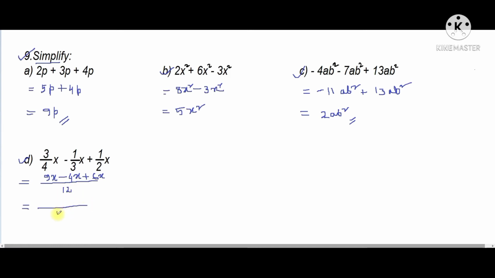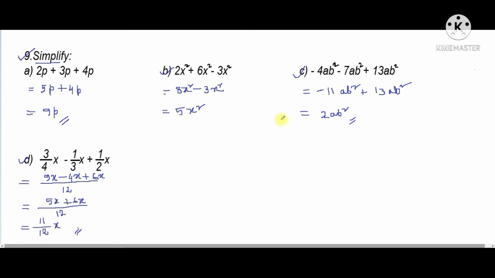And then we'll put 12 in the denominator, and then we have plus 9x and minus 4x, so it will be 5x, right? And then plus 6x. So now both having plus sign, so it will be plus. So 6 plus 5 is what? 11x, right? In the denominator we'll write 12 and numerator 11x, okay. So this is the answer of this question, okay.